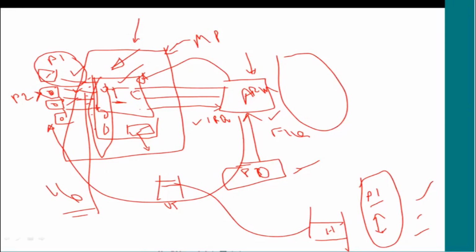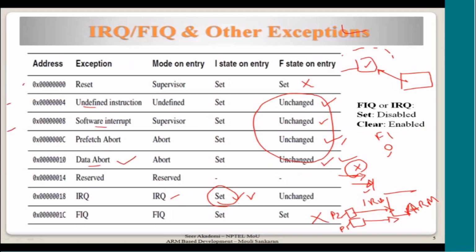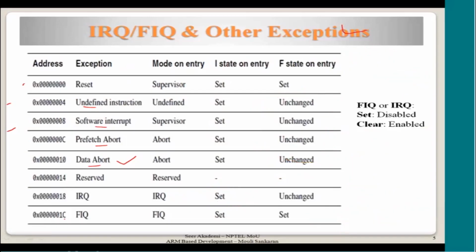Okay. So good. Let us come back. So this is how it is done. So that's why IRQ is enabled even inside the IRQ handler. That is what I am showing. Okay. Very good. Let us now go forward.